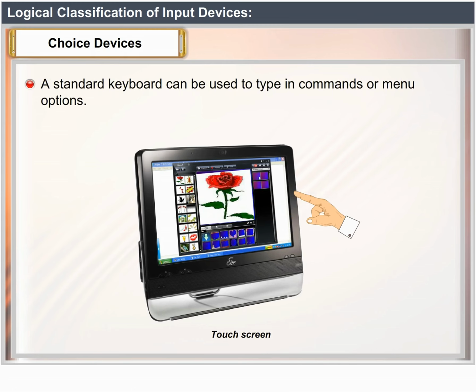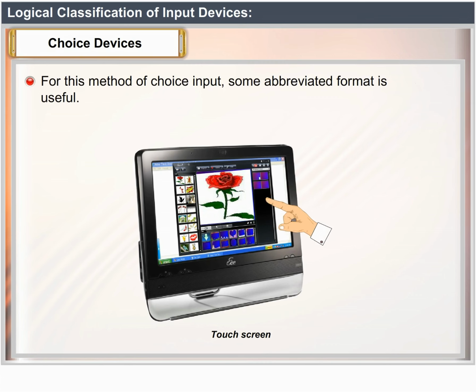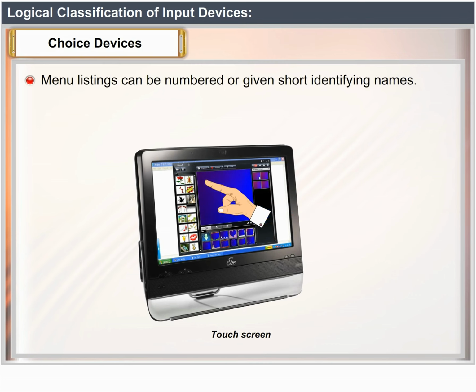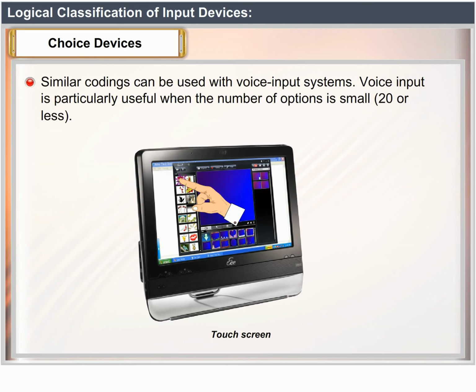A standard keyboard can be used to type in commands or menu options. For this method of choice input, some abbreviated format is useful. Menu listings can be numbered or given short identifying names. Similar codings can be used with voice input systems. Voice input is particularly useful when the number of options is small, 20 or less.